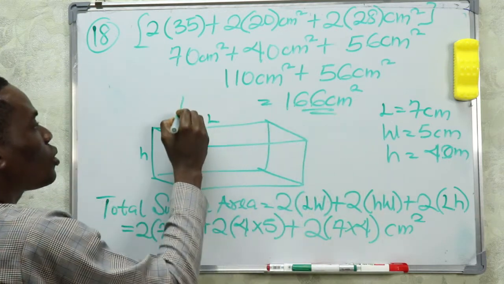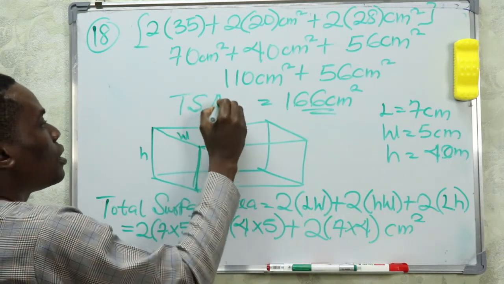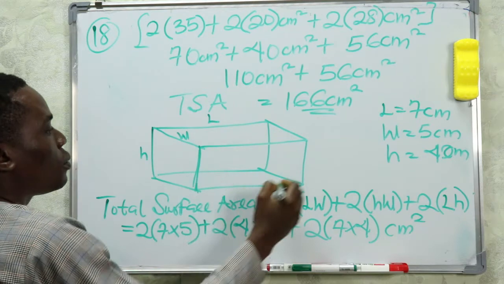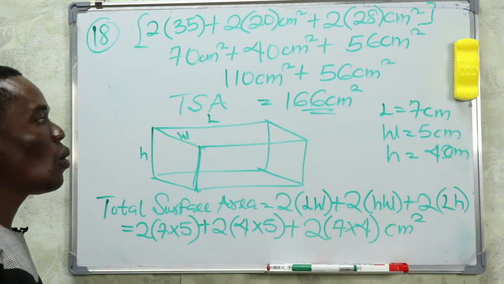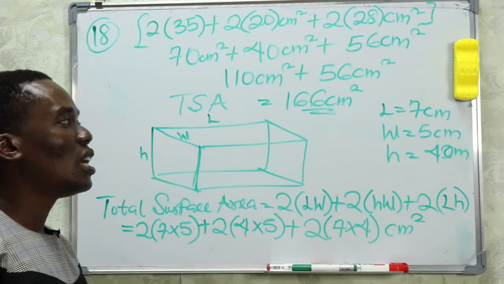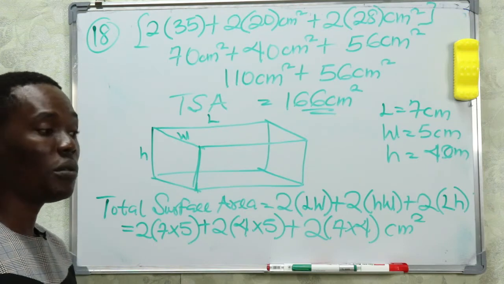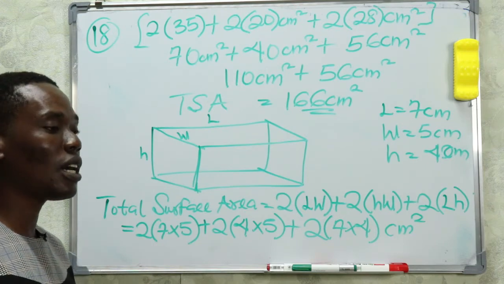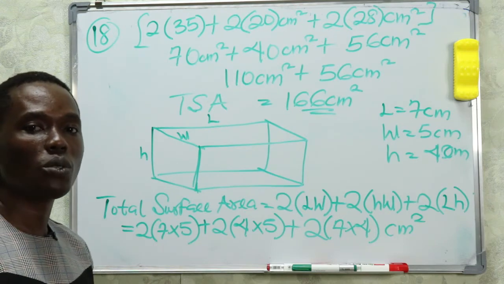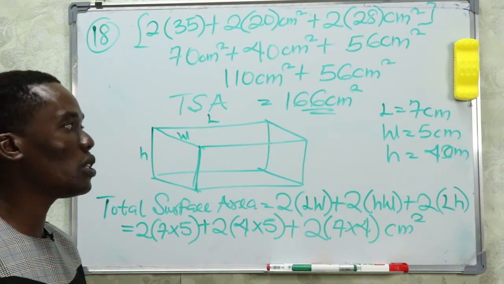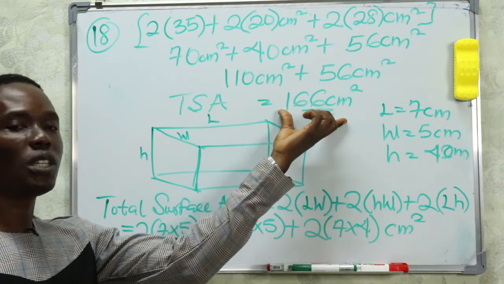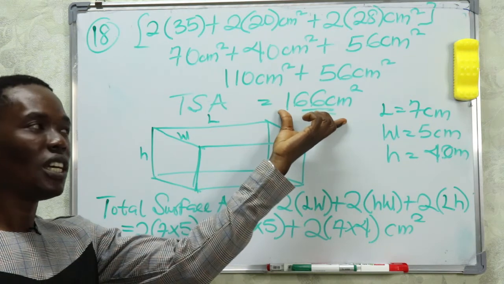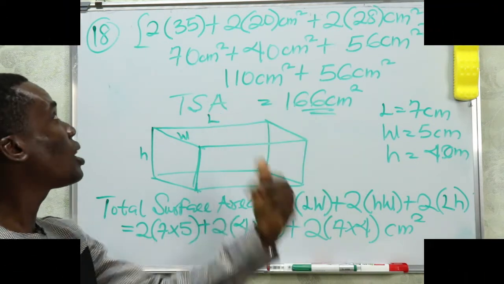So the total surface area of the cuboid which we have drawn here is equal to 166 centimeters square. Remember, when you're given this question, you just have a few minutes to solve it, so as to go to the next question, and your result will be 166. Check the options, it will be found there. Now let's look at the next question.